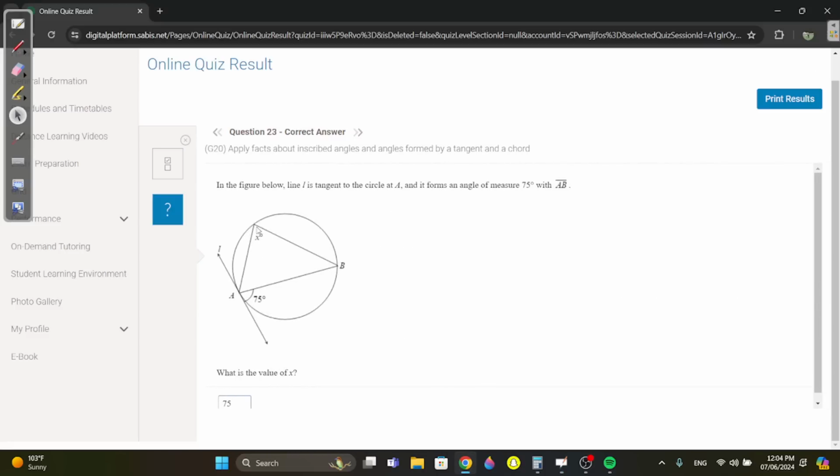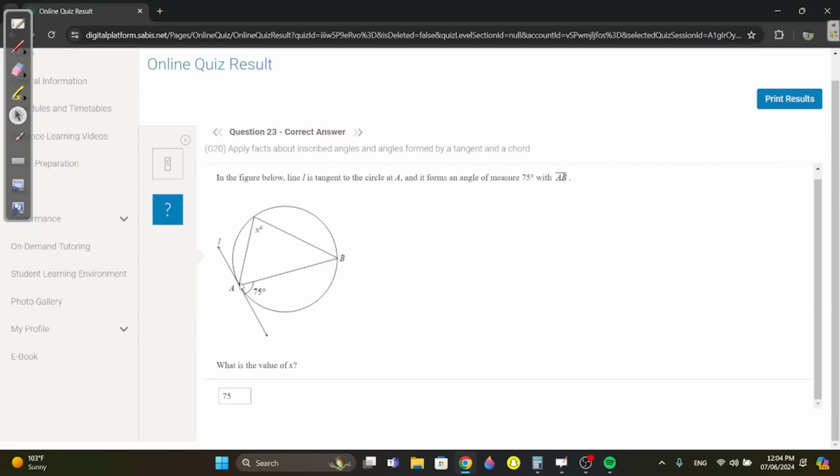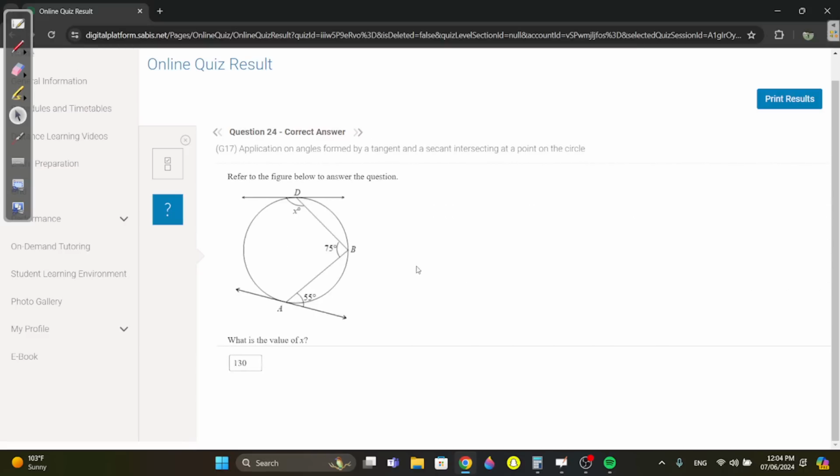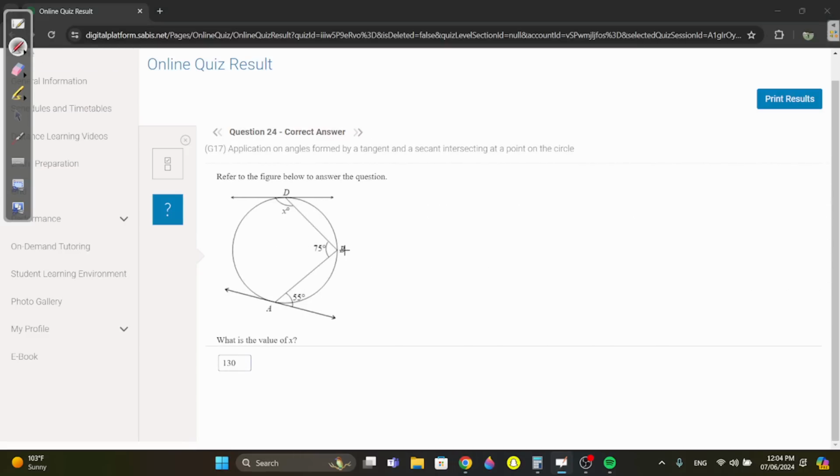Question 23. What is the value of x? Always remember these two are equal to each other because they intercept the same arc. Question 24. I remember this coming. What is the value of x? Some people just add these up and you get 130. Why can you add it up? I'll tell you why. This x, you have to connect the endpoints of the angle. These are the endpoints. Connect them, you're going to get this massive arc over here.